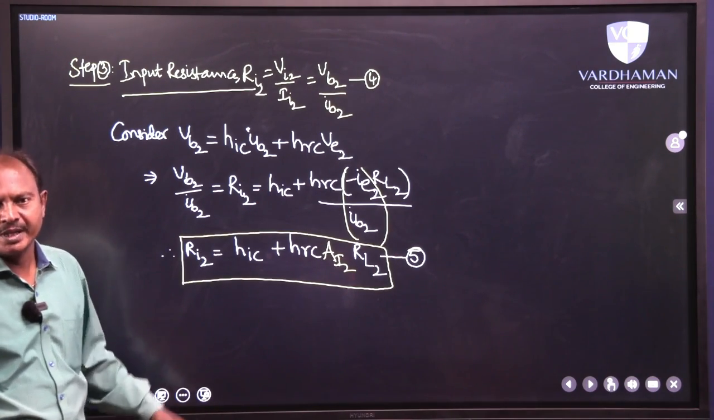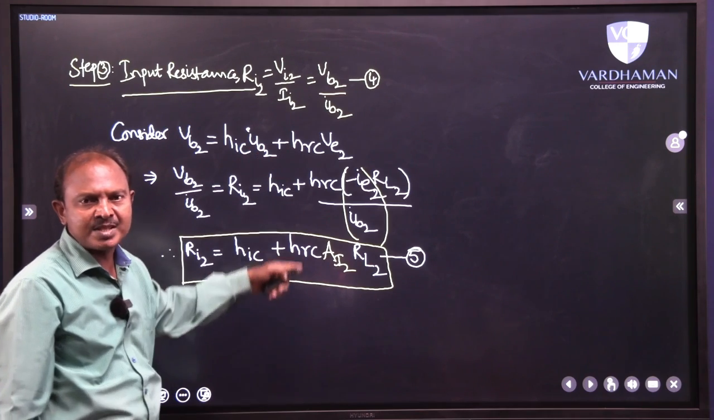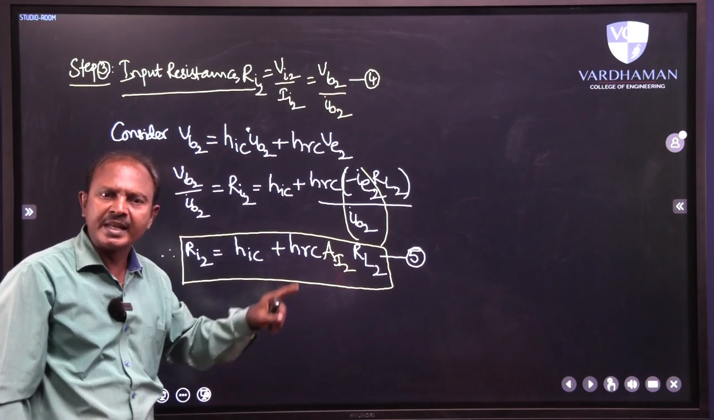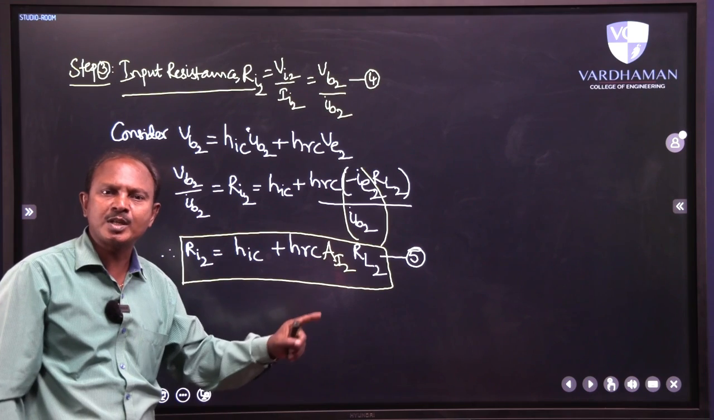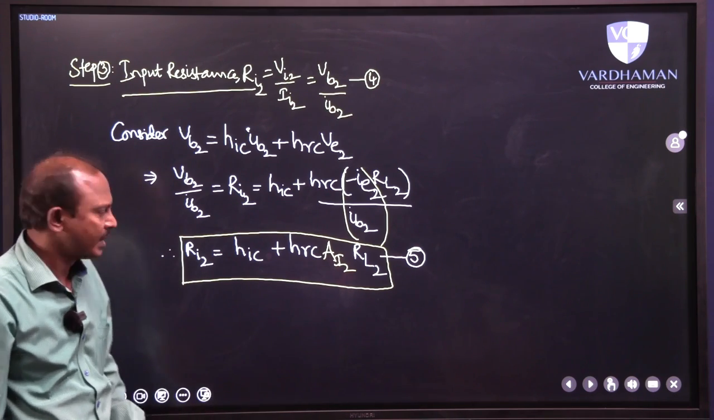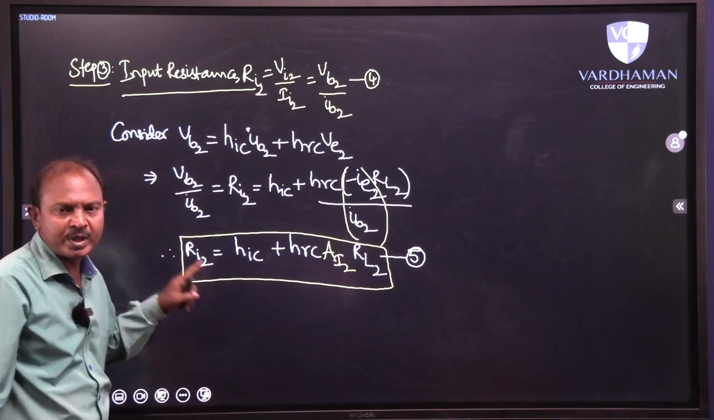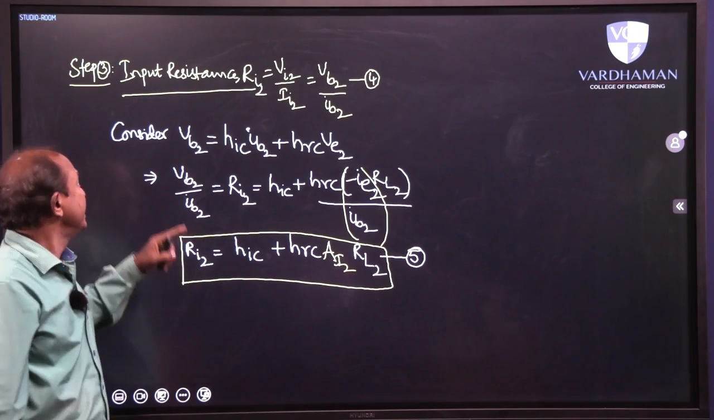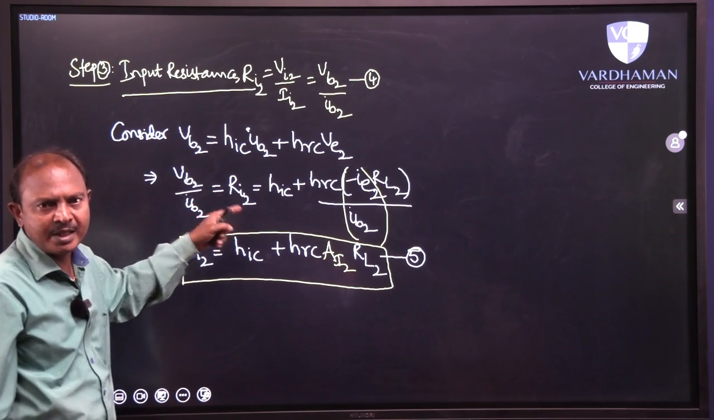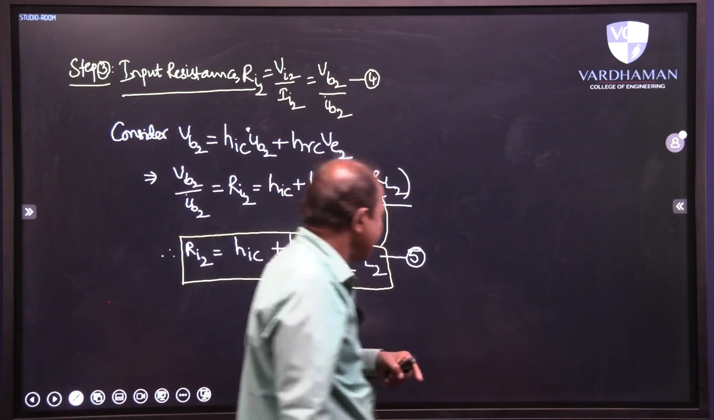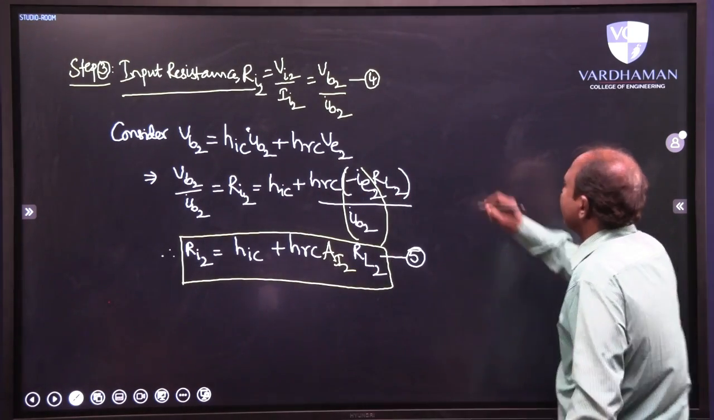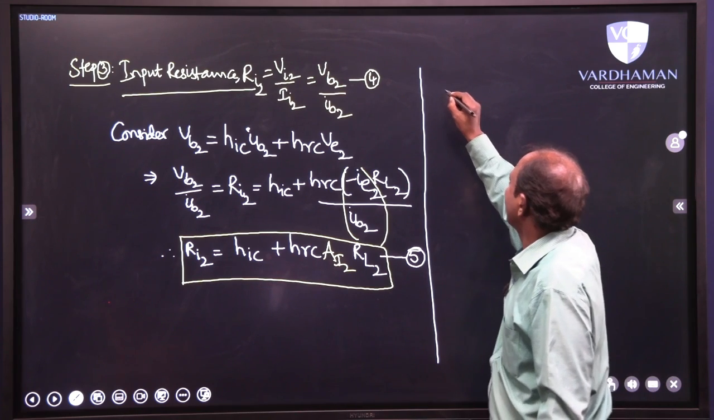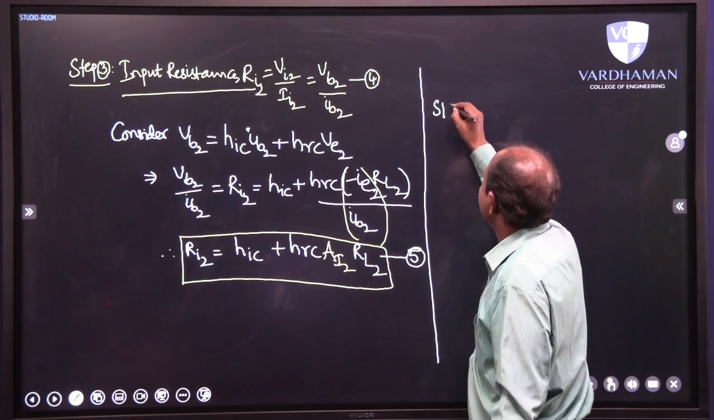Again, the same story: you need to understand this analysis, because the same analysis we are going to use in the case of the first stage, as the first stage is also a common collector amplifier. Once after estimating input resistance and current gain, already in the first step we estimated current gain, and in the second step we estimated the input resistance. Then, with the help of these two parameters, we are in a position to estimate voltage gain. Step 4 is voltage gain, that is AV.